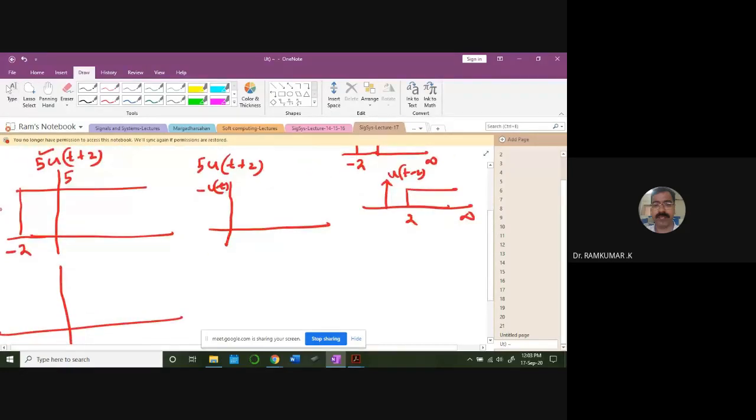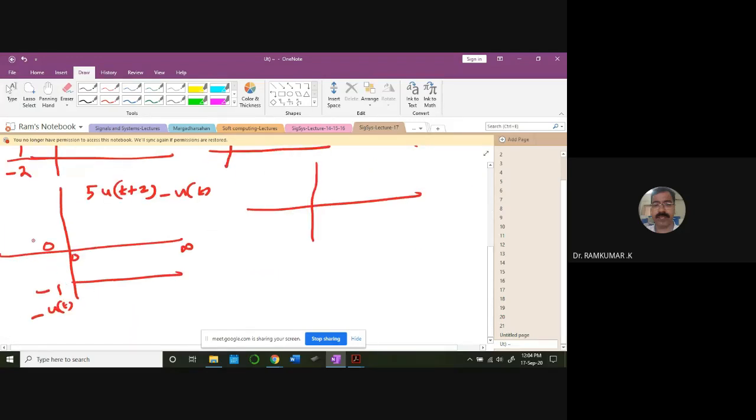Now this is 5 units. Here it is 5 units, and you are subtracting 1 unit from 0 to infinity. Then what will happen to this subtraction? What will happen to the signal 5 u of t plus 2 minus u of t? Can you see the signal clearly? How does it look? This point is 0. Okay, there is no amplitude here. The signal is not existing.